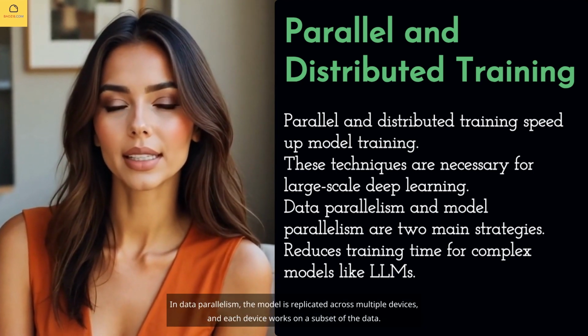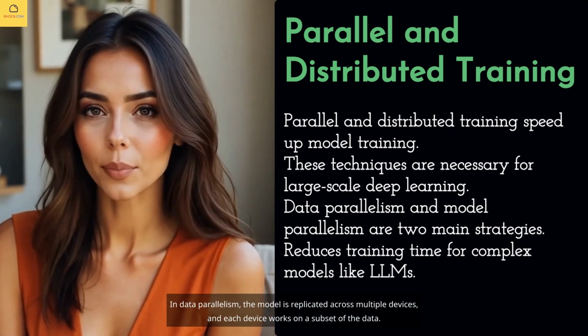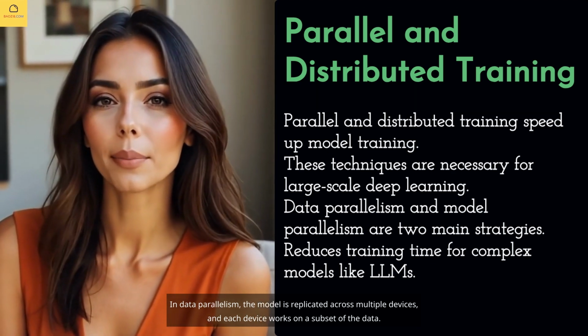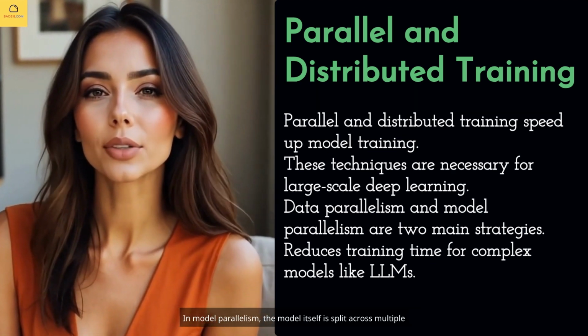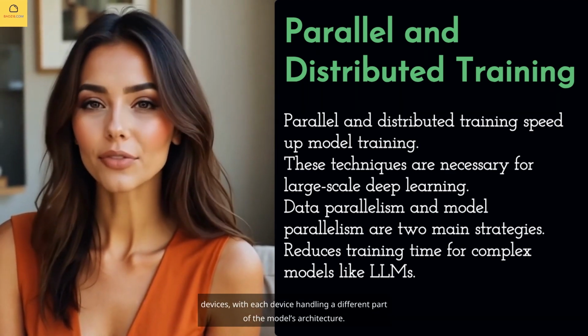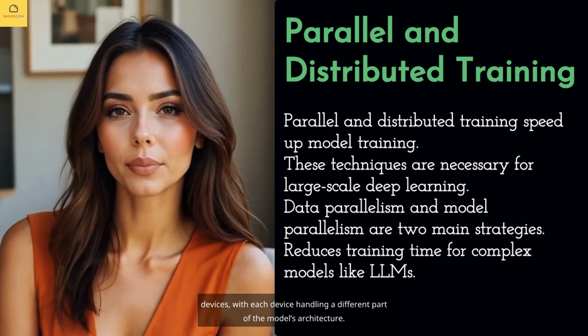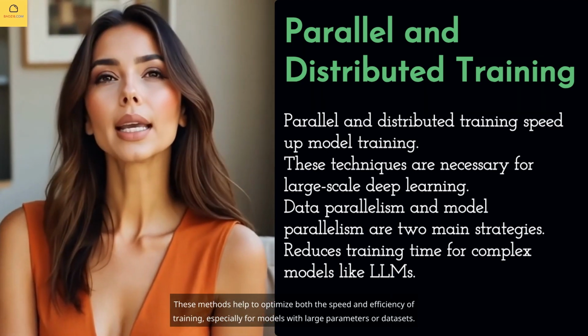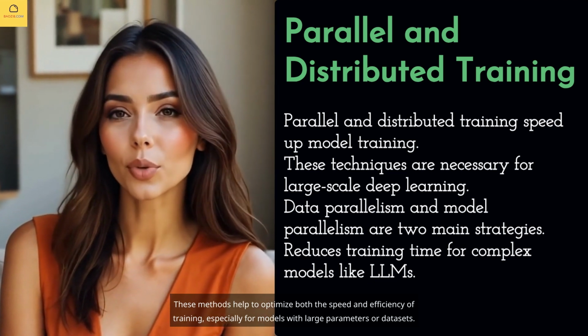In data parallelism, the model is replicated across multiple devices, and each device works on a subset of the data. In model parallelism, the model itself is split across multiple devices, with each device handling a different part of the model's architecture. These methods help to optimize both the speed and efficiency of training, especially for models with large parameters or datasets.